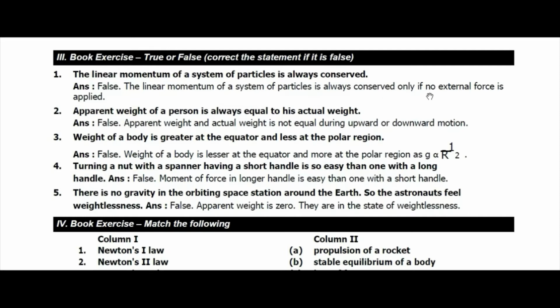Second question. Apparent weight of a person is always equal to his actual weight. Answer is false. Correct this statement: apparent weight and actual weight are not equal during upward or downward motion. Third one, the weight of the body is greater at the equator and less at the polar region. Answer is false. The reason: weight of a body is lesser at the equator and more at the polar region.